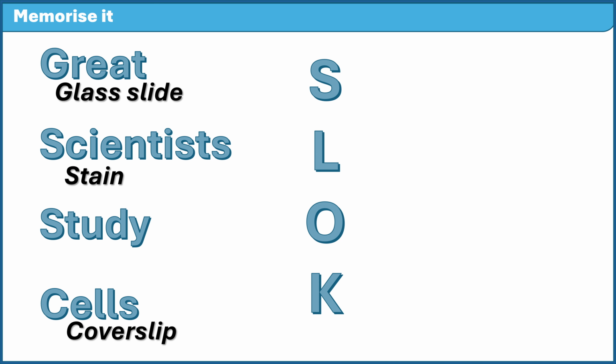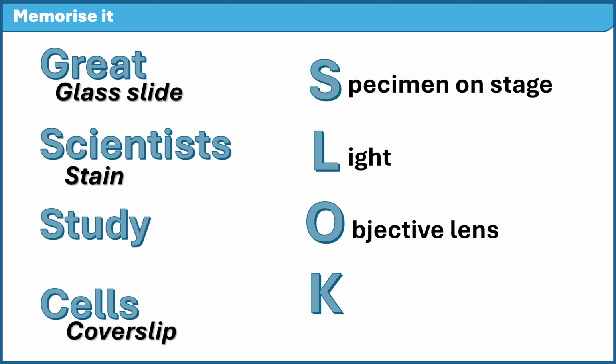Next, we've got the acronym SLOC. This can help you to remember the steps involved in setting up a microscope. The first step is place your specimen on the stage. The second is to turn on the light. The third is to adjust your objective lenses. Remember, we usually start at ×4 with the lowest magnification. And the final step is to adjust your knobs, that being the fine and the coarse focus knobs. This is an easier way to help you record the steps.